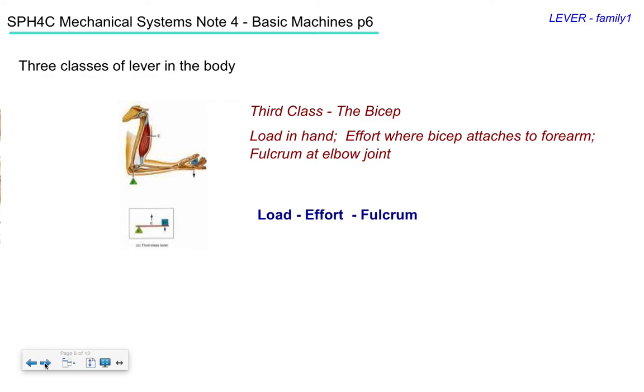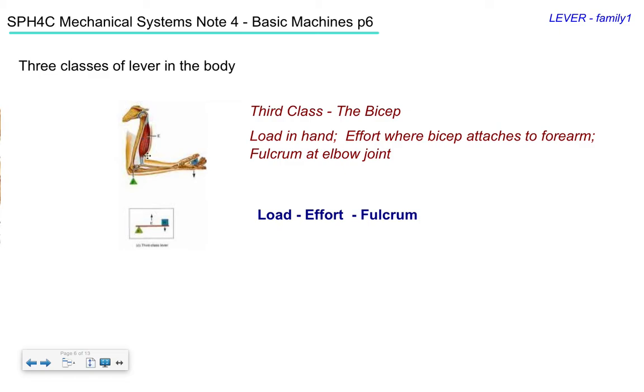A third class lever could be at your bicep. Now, when you first look at this, you might say, okay, here's the load at your hand, the fulcrum is at your elbow, and the effort is up in your bicep. So you might say, well, that looks like a teeter-totter type thing.